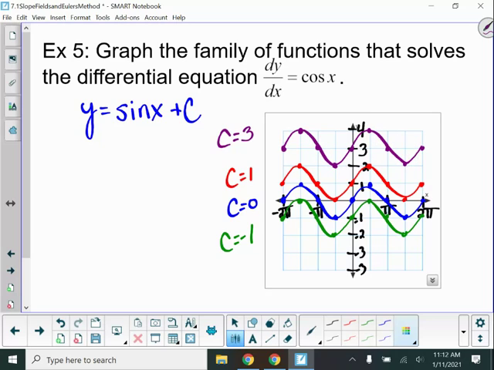And you can see every single one of these looks like the sine curve. We all get these nice waves here. So this would represent the entire family of functions that could solve this differential equation. And that's basically what a slope field does without actually having to find the equation for the original function.